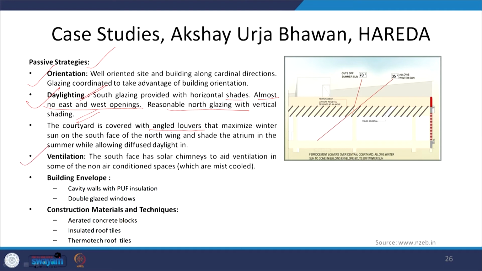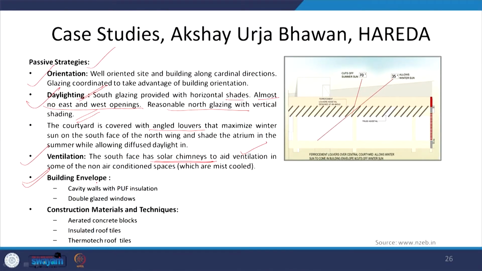Another passive design strategy was that of ventilation, where the south face was added with solar chimneys to aid the ventilation in some of the non-air conditioned space. So, this entire building was not air conditioned, which was the most impactful strategy in reducing the EPI of the building. In addition to that, the construction of the building and the components of the building envelope.